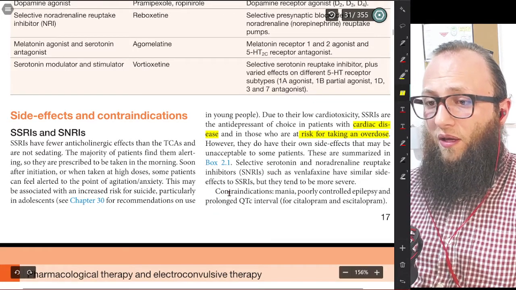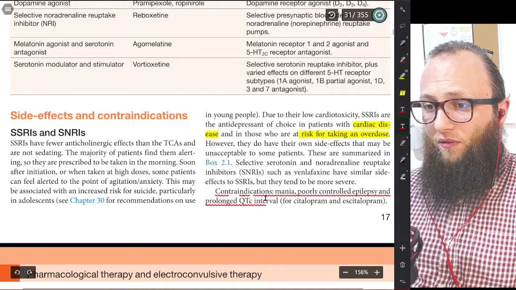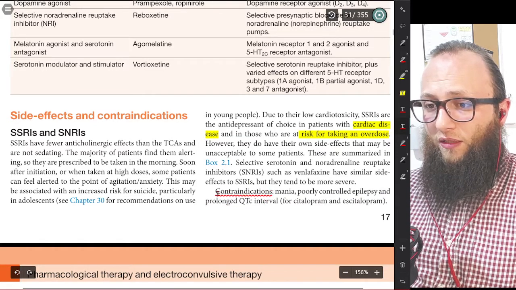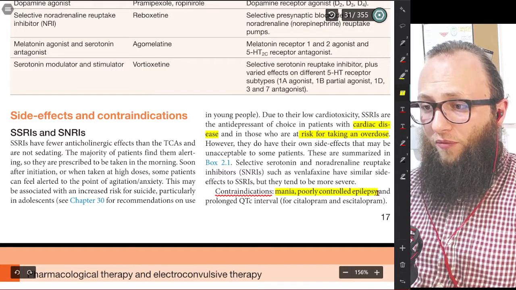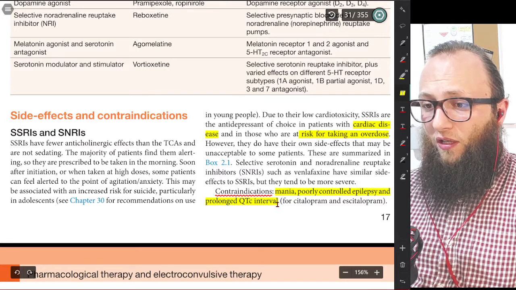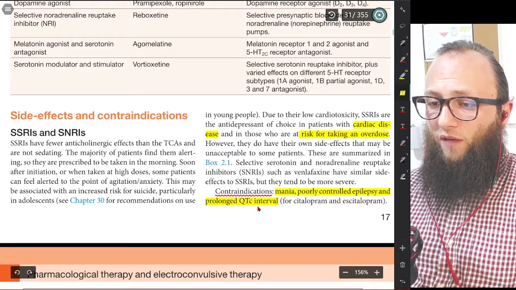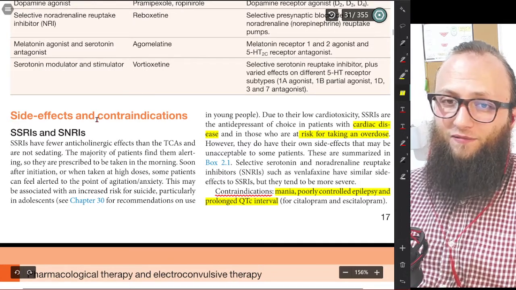Contraindications. This should be highlighted in red. Contraindications: mania, poorly controlled epilepsy, and prolonged QTc interval for citalopram and escitalopram, because of their effect on the QTc. But these are the contraindications.